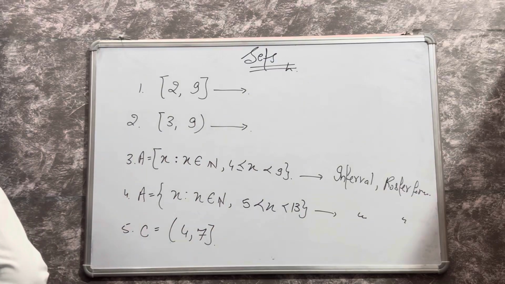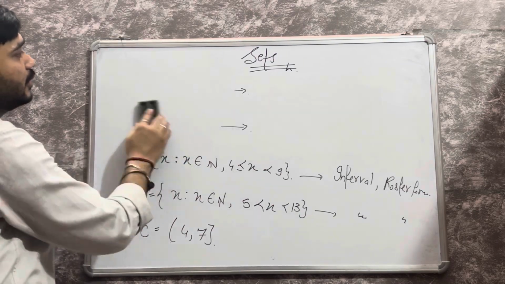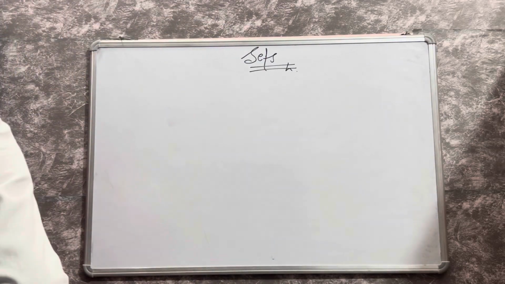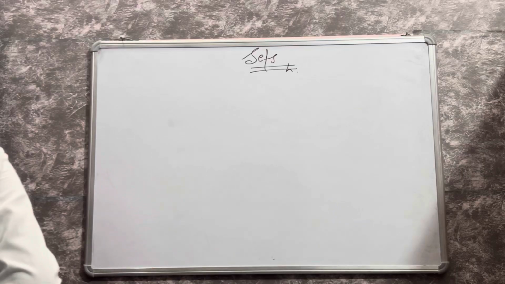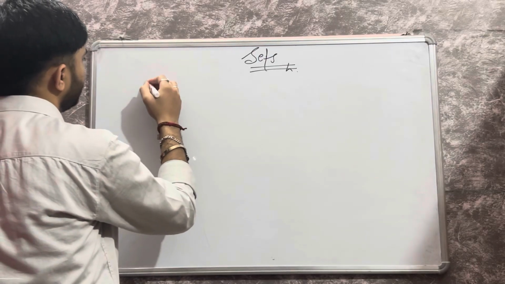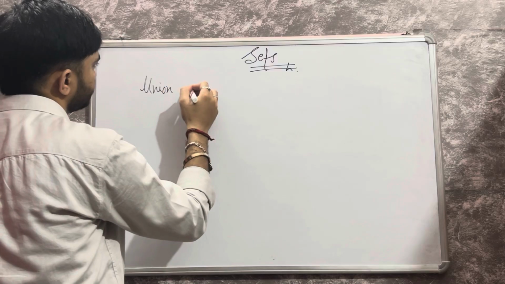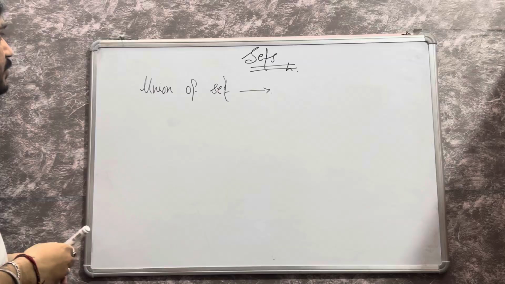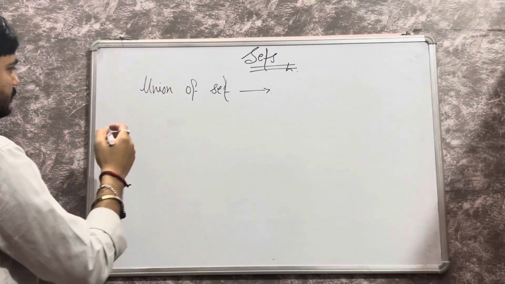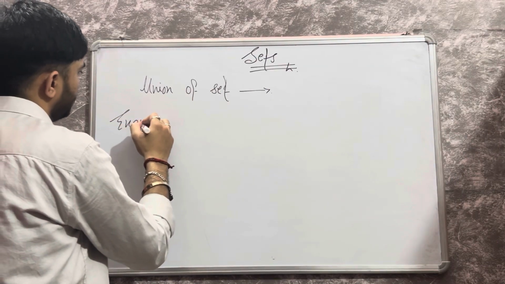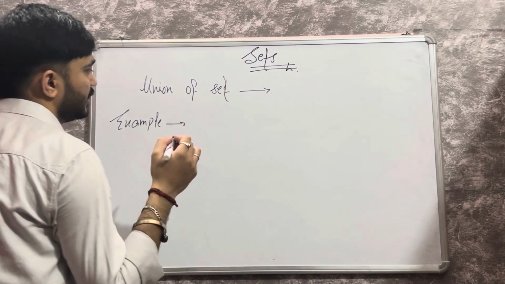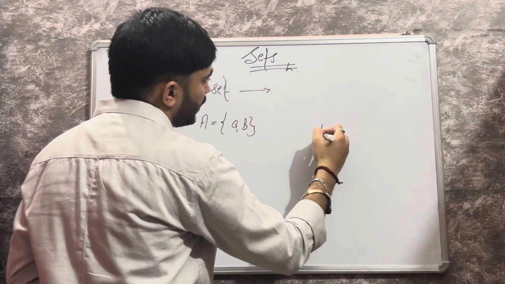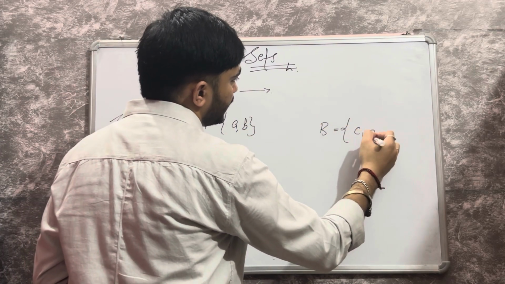Now moving forward to the next topic. What is the union of sets? Let us take an example to understand it better. Let us say we have two sets, A, that is a comma b, and B, that is c comma d.